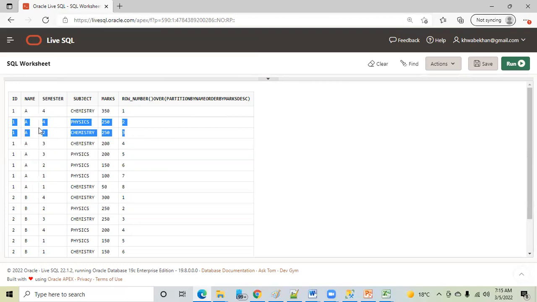Why? You can ask this question: Tanvir in physics has scored 250. In chemistry, he has scored 250. We have given rank 2 for physics and rank 3 for chemistry. So chemistry will shout, no? Chemistry will make noise that I have scored the same as physics, so why did you give me third rank? So you can tell this is one of the limitations of row number. Actually, this is not a limitation. Intentionally, this is done.